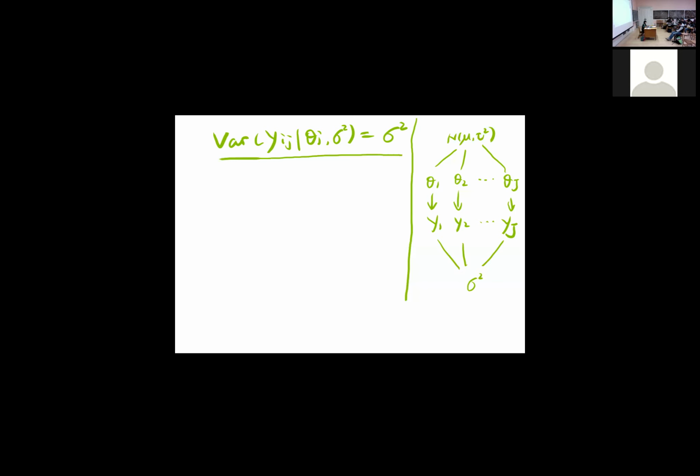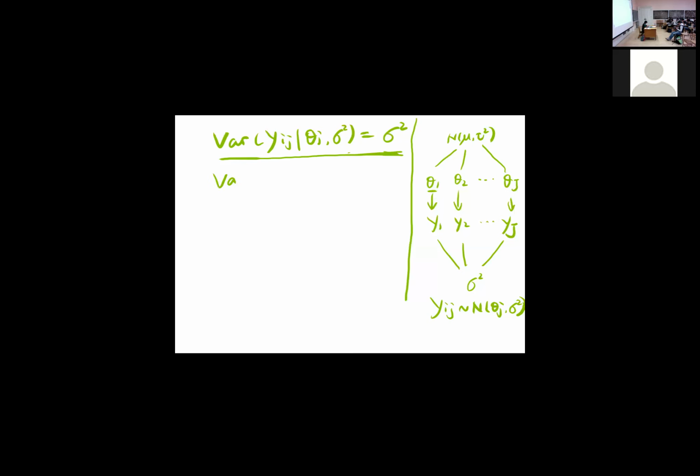Because now you're conditioning on the immediate parameters, and Yij is normal with mean theta j and variance sigma squared, because of the normal model we know this should be sigma squared. This is the easiest one, I should say.